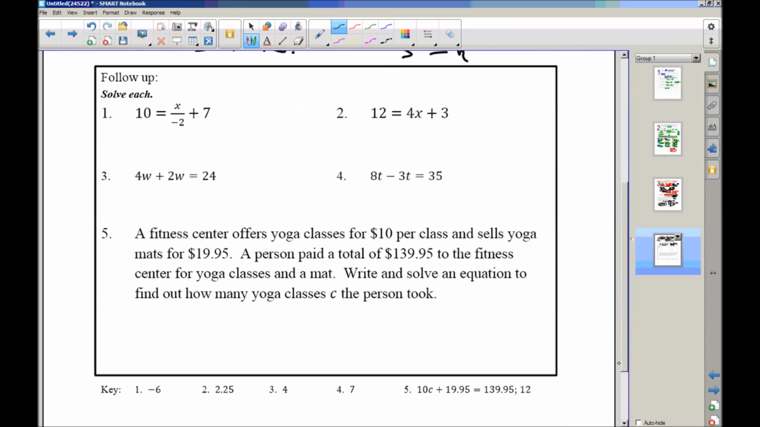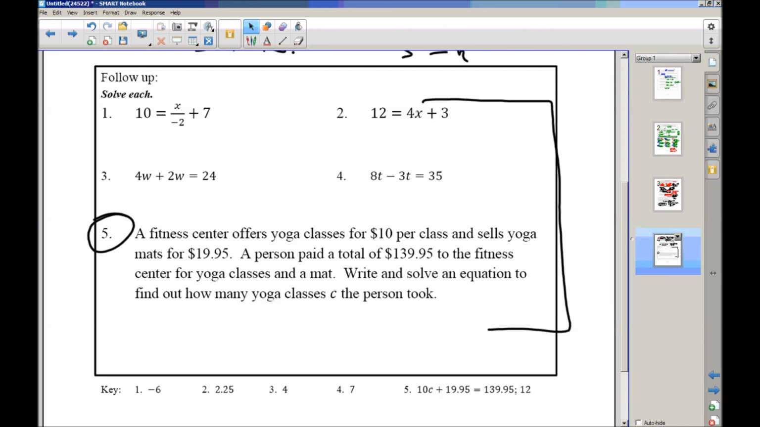Okay, there's a follow-up today. It's 5 questions down below. The final answers are on the bottom, but please make sure you show work, which is all of these equations up top have 2 steps of work to show, and then you have to write and solve an equation down below. All right, I'll see you in class next time.